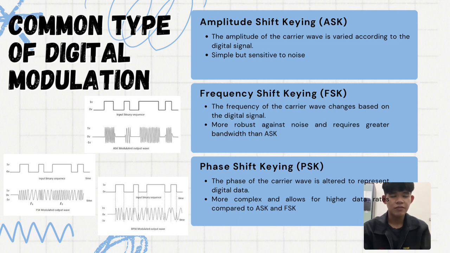Next, frequency shift keying, FSK. The frequency of the carrier wave changes based on the digital signal. It is more robust against noise and requires greater bandwidth than ASK. Then phase shift keying, PSK. The phase of the carrier wave is altered to represent digital data. It is more complex and allows for higher data rates compared to ASK and FSK.